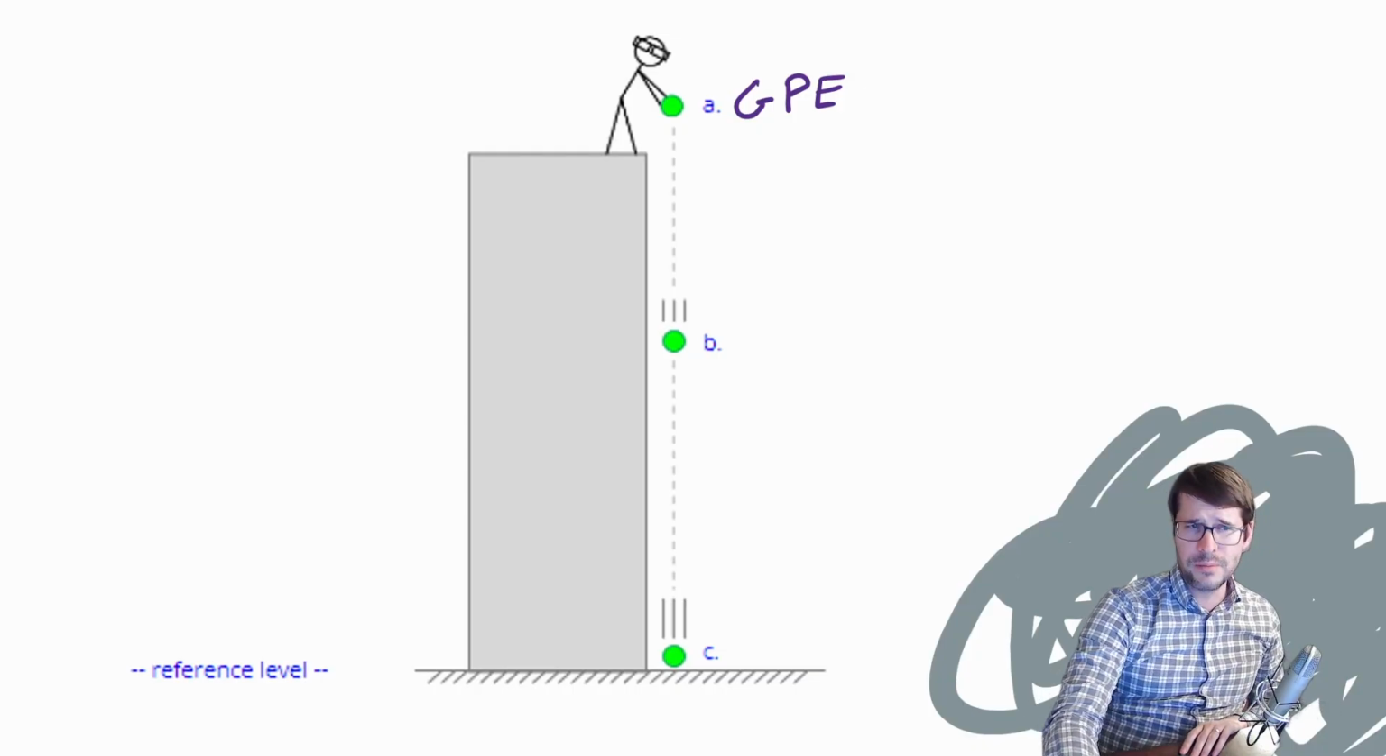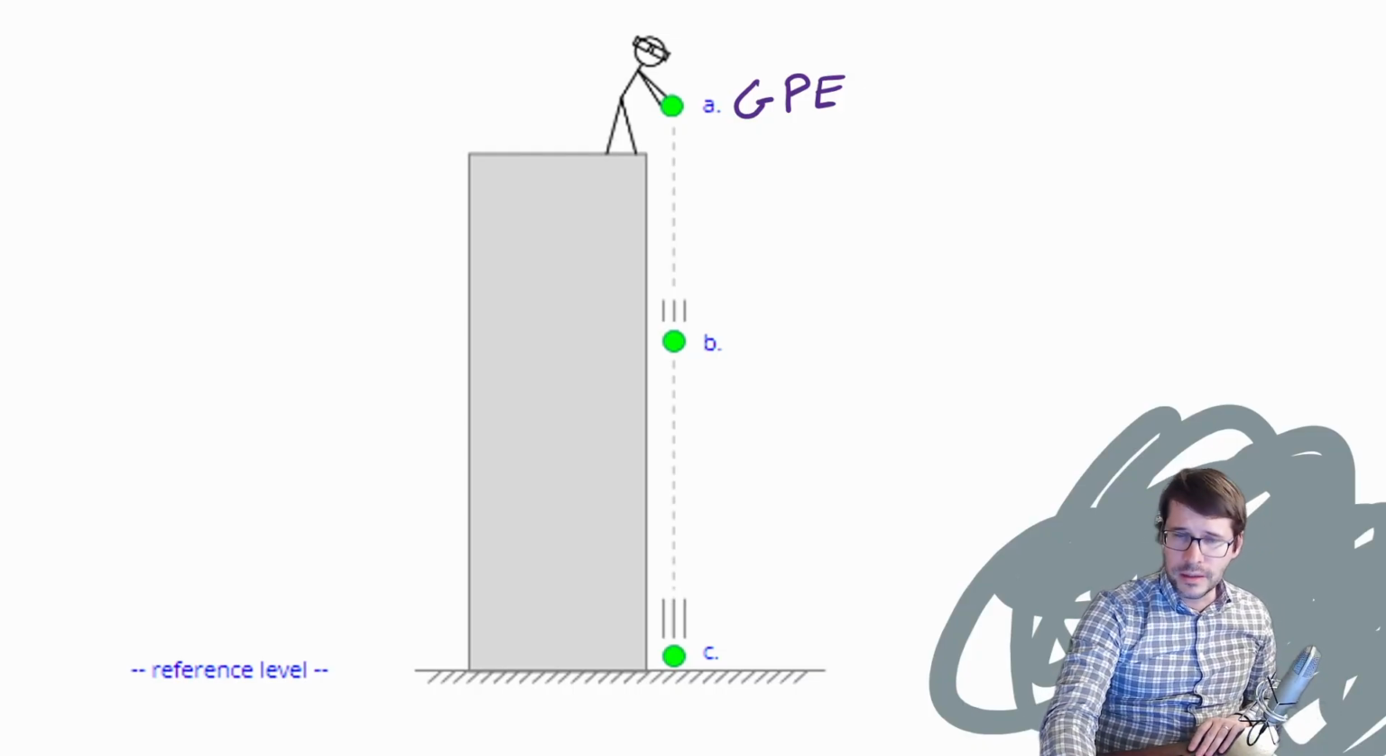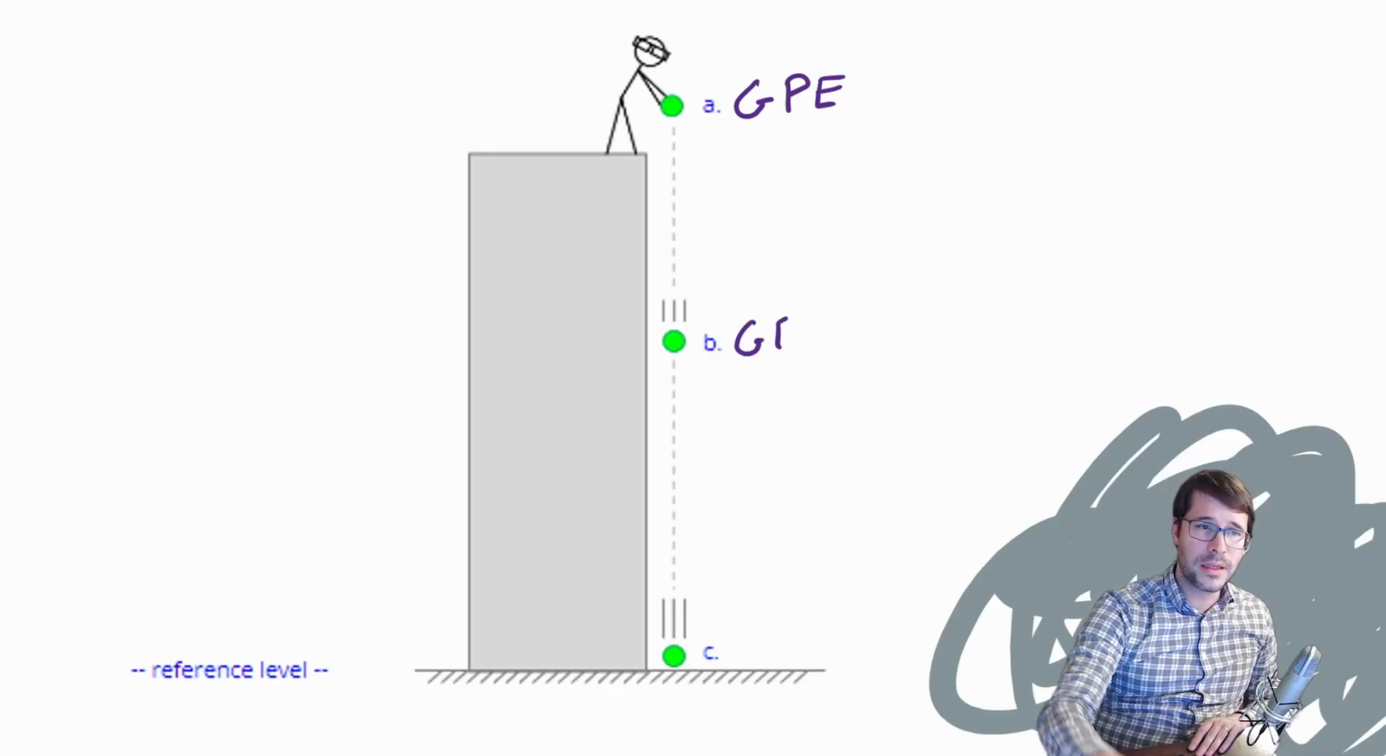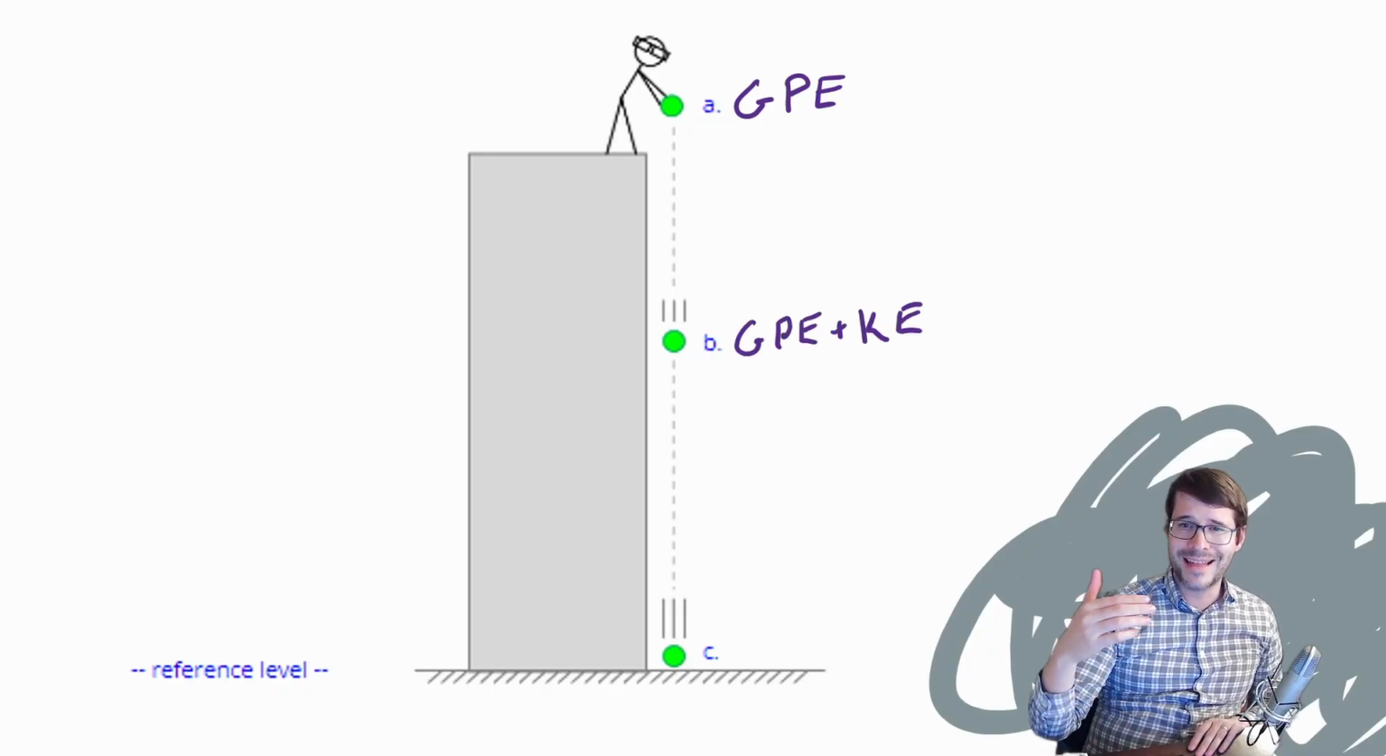Then halfway down at point B, look at this. Is it moving? Yes, it's definitely moving. Is it up high? It still is up high. So at this point, it's got gravitational potential energy and kinetic energy. It's got a little bit of both. If it's halfway down, it's maybe about half and half.